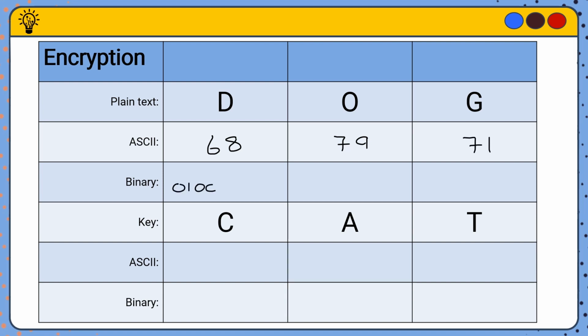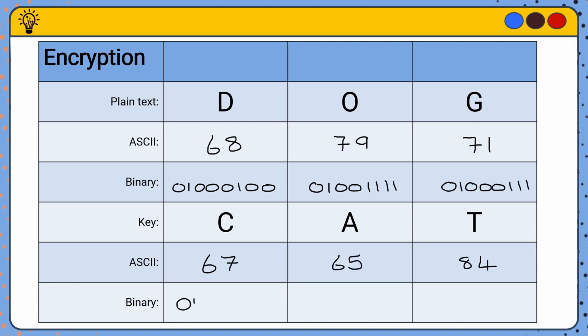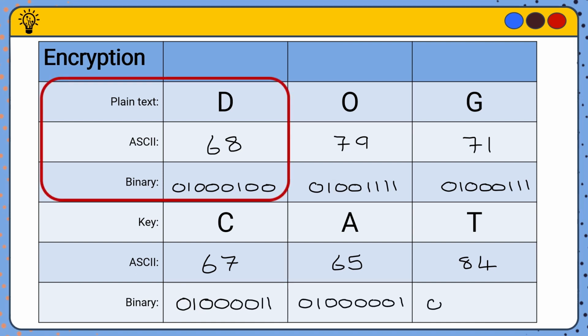First, we convert each character of our plain text and key into their ASCII number equivalents. By now, you should be familiar with the ASCII character set, but just in case, ASCII is a character set that assigns a unique number to each character on your keyboard. For instance, the ASCII value for D is 68, which is then translated to binary.